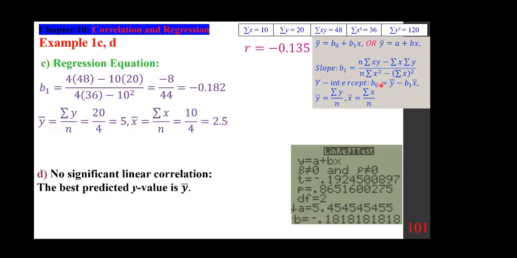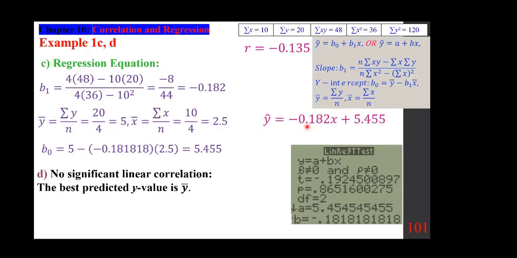And now when we put it into this formula, b sub 0 is y bar minus b1 x bar, we end up with 5.455, and we write the formula: y hat equals negative 0.182x plus 5.455. I'm really putting it in the form of mx plus b in essence. Now, I want you to notice this a and b, both values are given to us from this linear regression t-test. And again, you don't have to do it by hand.